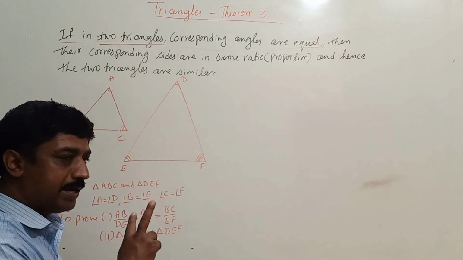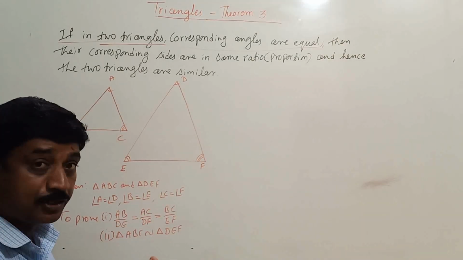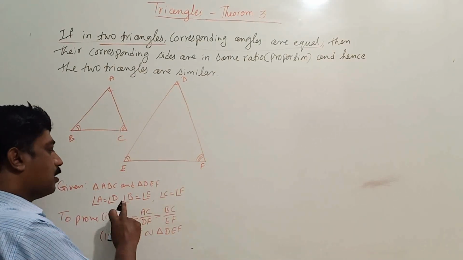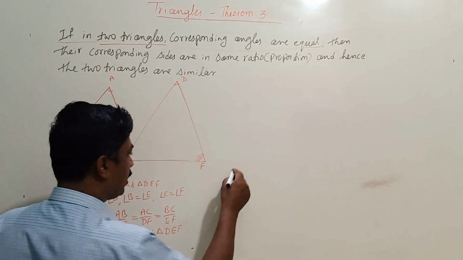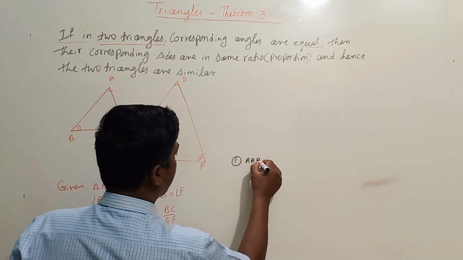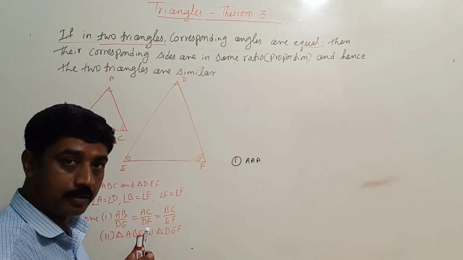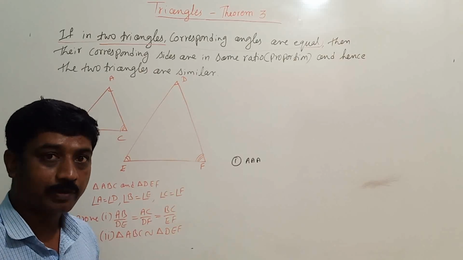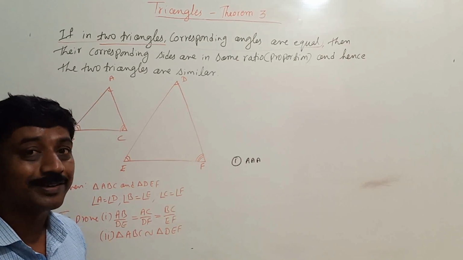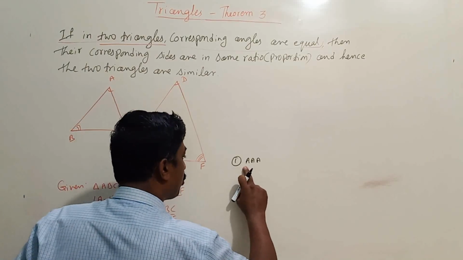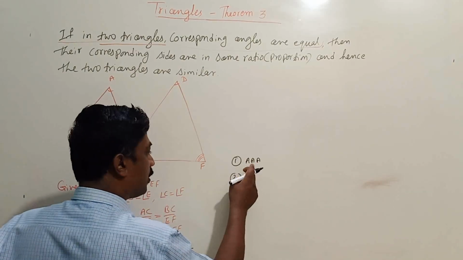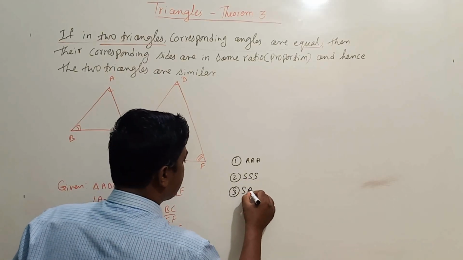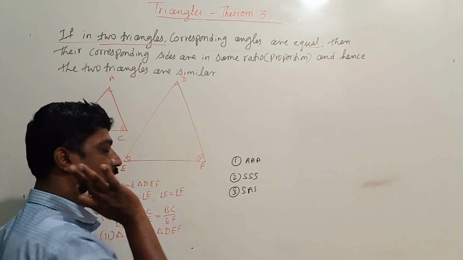Now, let me give some more hints on what to do. See, what they have given here is that the corresponding angles are equal. That's what they have given you. So they have given you the AAA criteria. That means these two triangles are already similar, right? But still they are asking us to prove that they are similar. So that means you should not use this to prove that they are similar, because that is given. You need to use either SSS similarity criteria or SAS similarity criteria to prove that they are similar. Remember this.